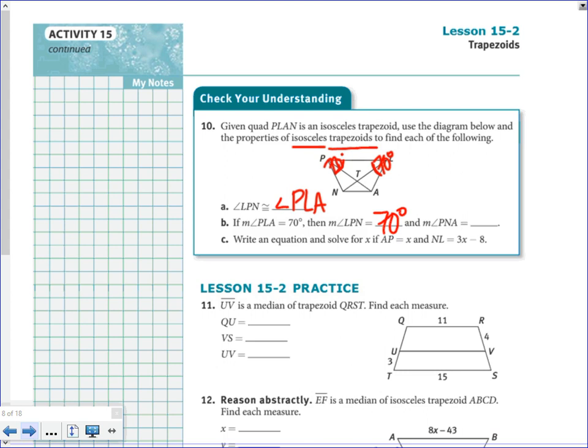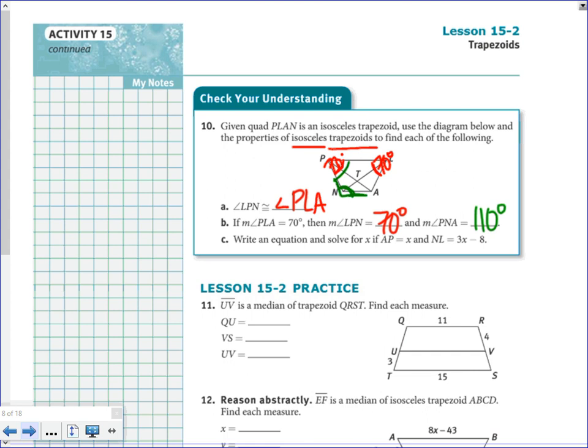Then PNA is going to be supplementary to this angle that we just had as 70 degrees. So that means 180 minus 70 leaves you with 110 for the measure of angle PNA.